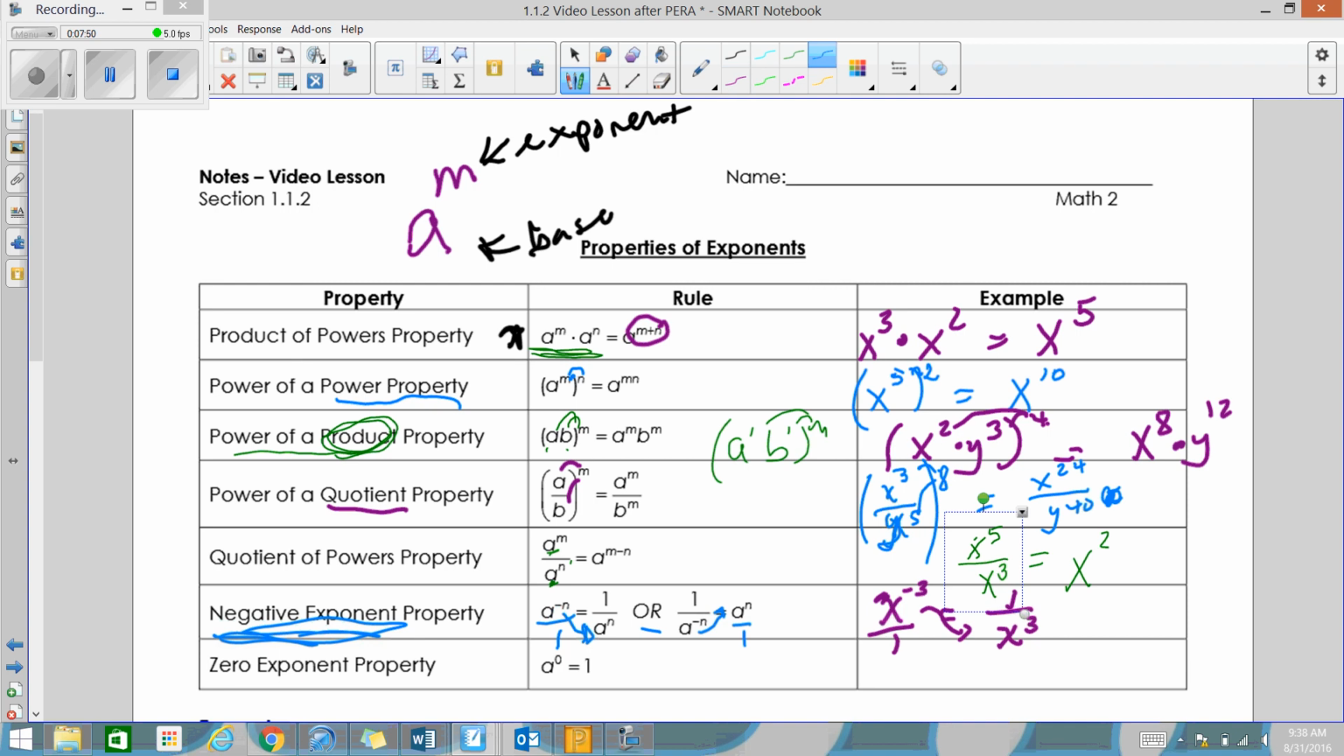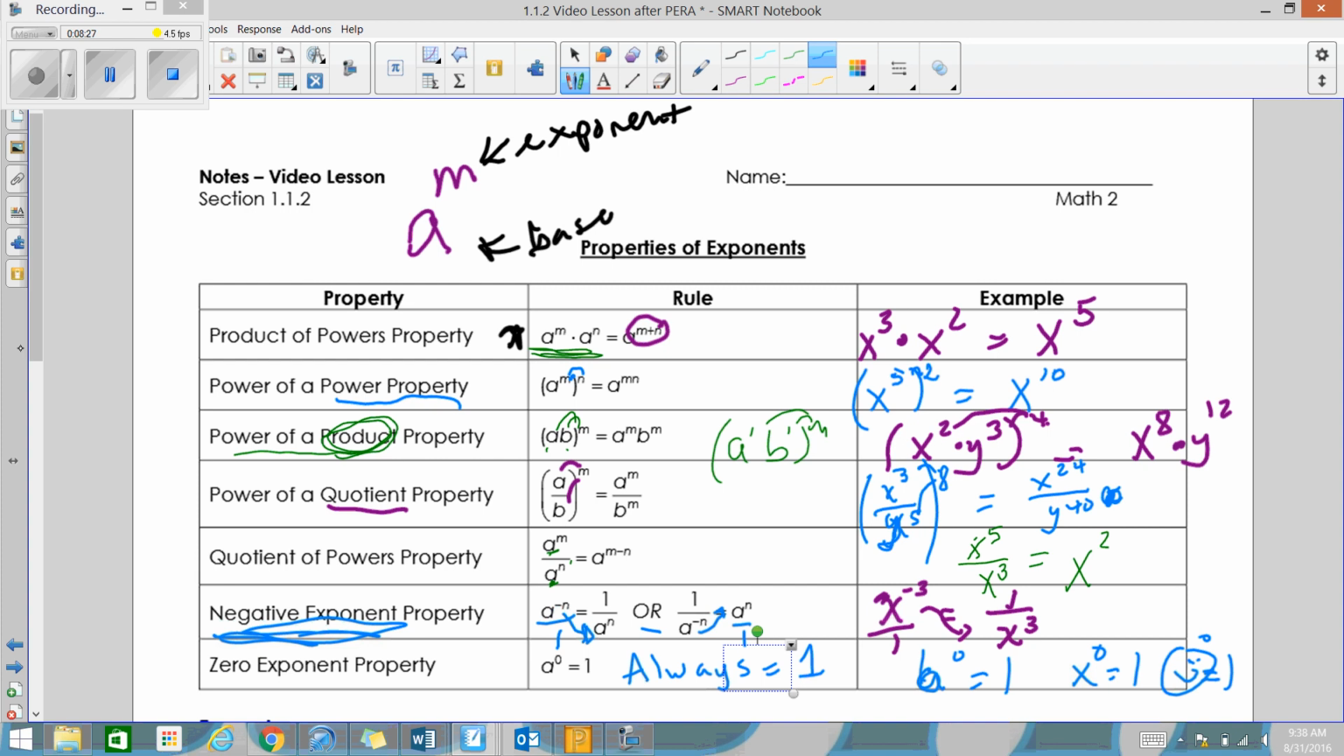And now lastly, the 0 exponent property. The 0 exponent property means anything raised to the 0 power will always equal 1. Always equals 1. Doesn't matter what it is. If it's a variable, a number, a symbol, doesn't matter. It's always equal to 1. So b to the 0 power, that's 1. X to the 0 power equals 1. Smiley face to the 0 power equals 1. Anything to the 0 power equals 1.